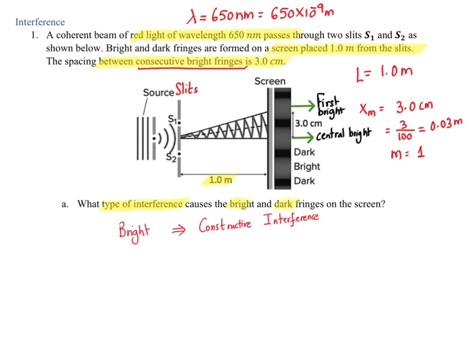Now it's asking you what type of interference causes the bright and the dark fringes on the screen. So bright fringes are caused by constructive interference. That's what we have to identify. And dark fringes are caused by destructive interference.